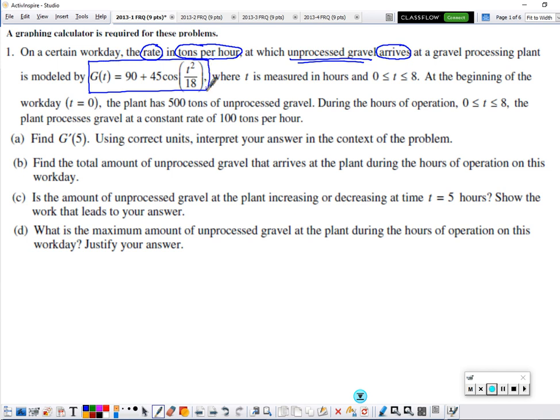And again, I want to make sure I do not forget that this is referring to a rate. Is that clear? T is measured in hours, and here's the time interval. That's usually important. Okay, so I've read one sentence. I feel pretty confident about what I read. They're giving me the rate, not the amount, the rate at which gravel arrives.